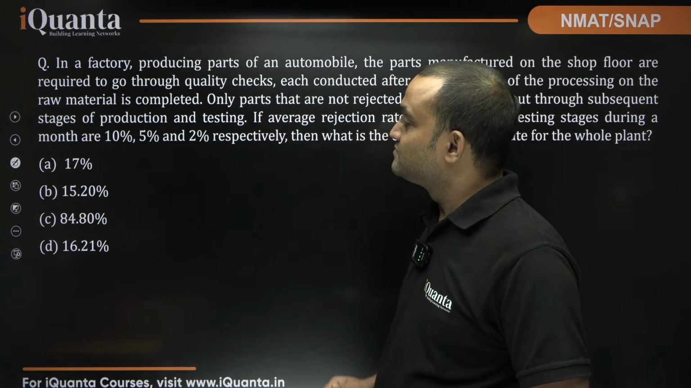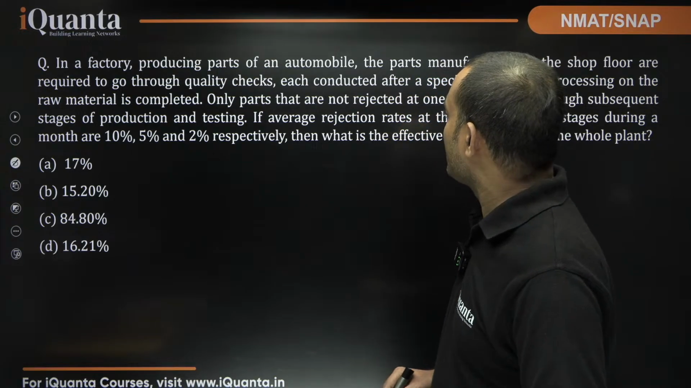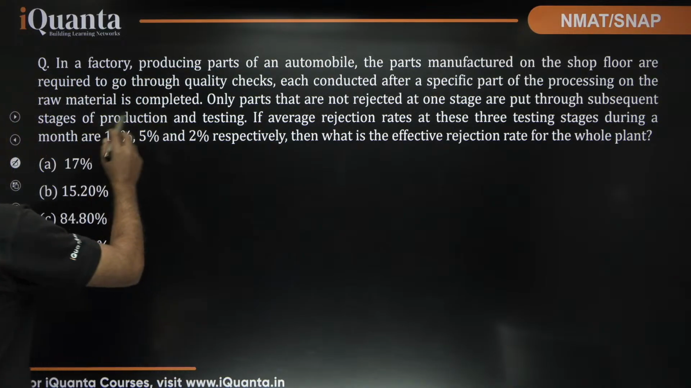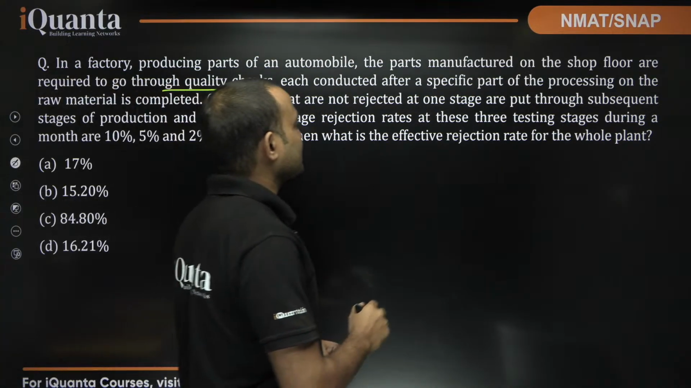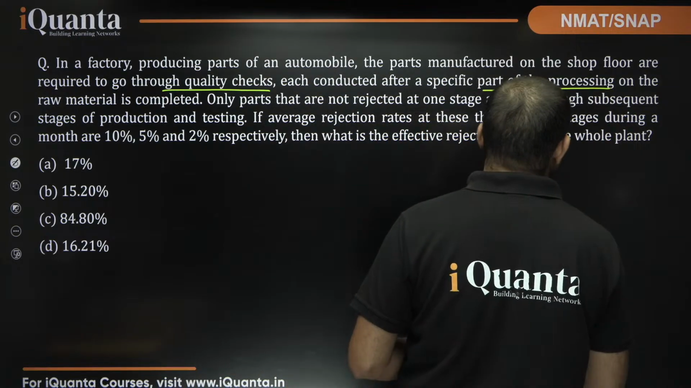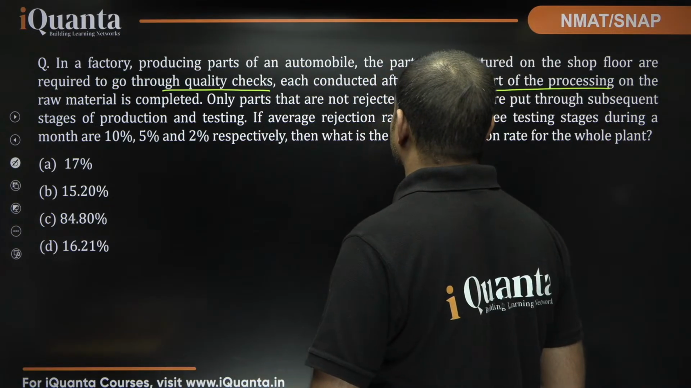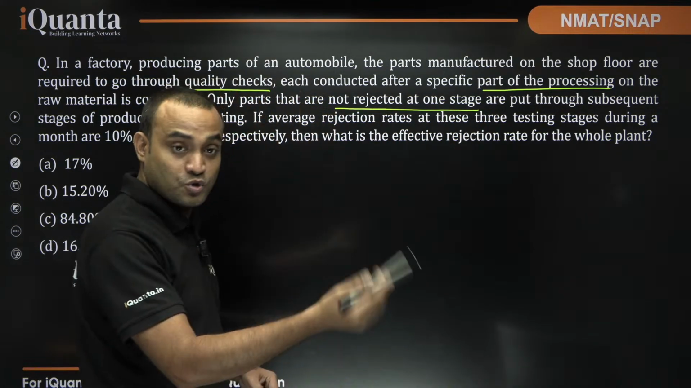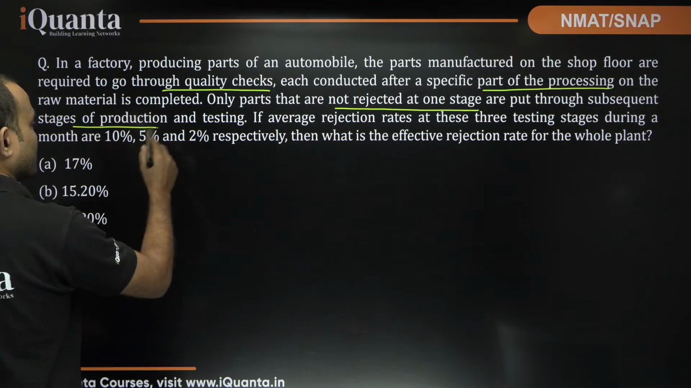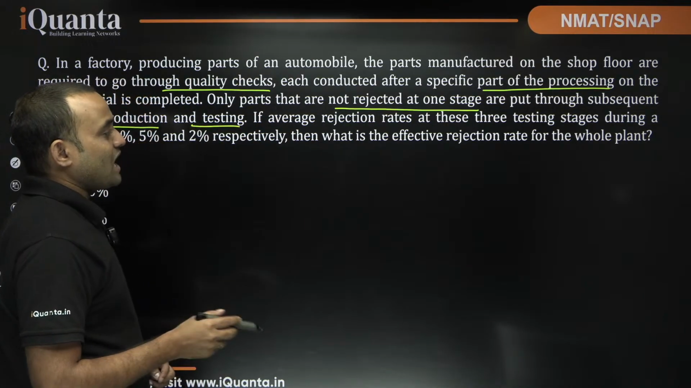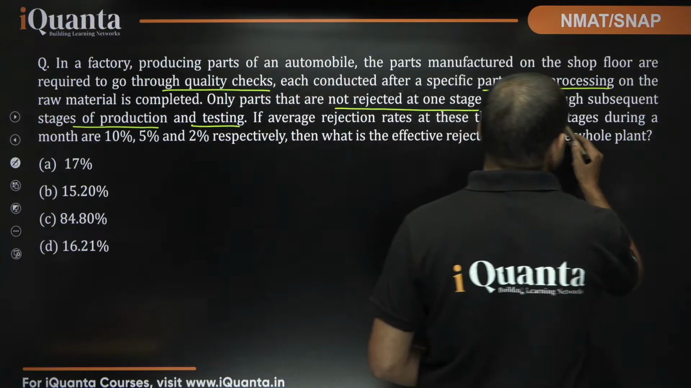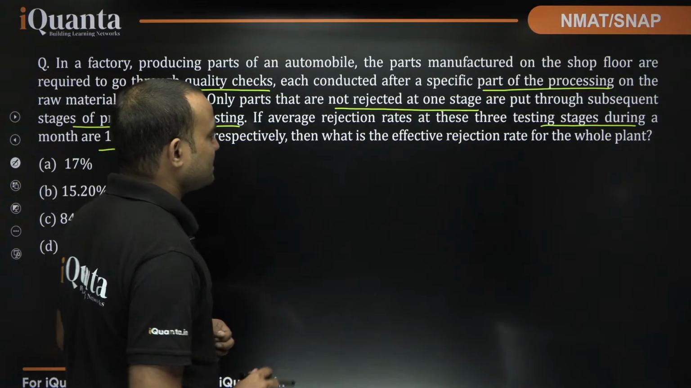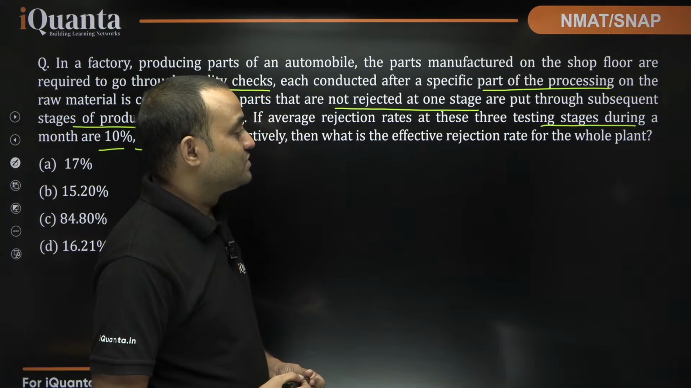In a factory producing parts of an automobile, the parts manufactured on the shop floor are required to go through quality checks, each conducted after a specific part of the processing on the raw material is completed. Only parts that are not rejected at one stage are put through subsequent stages of production and testing. If average rejection rates at these three testing stages during a month are 10%, 5% and 2% respectively, then what is the effective rejection rate for the whole plant?